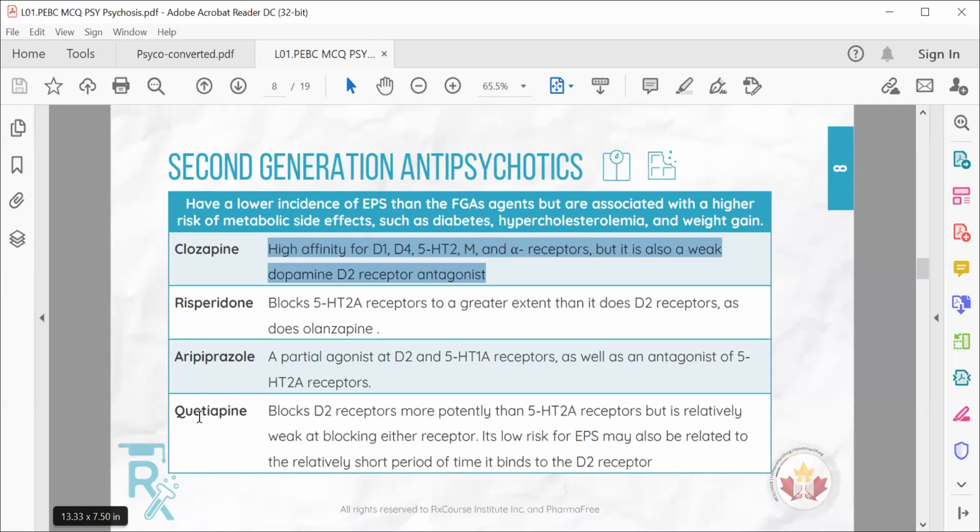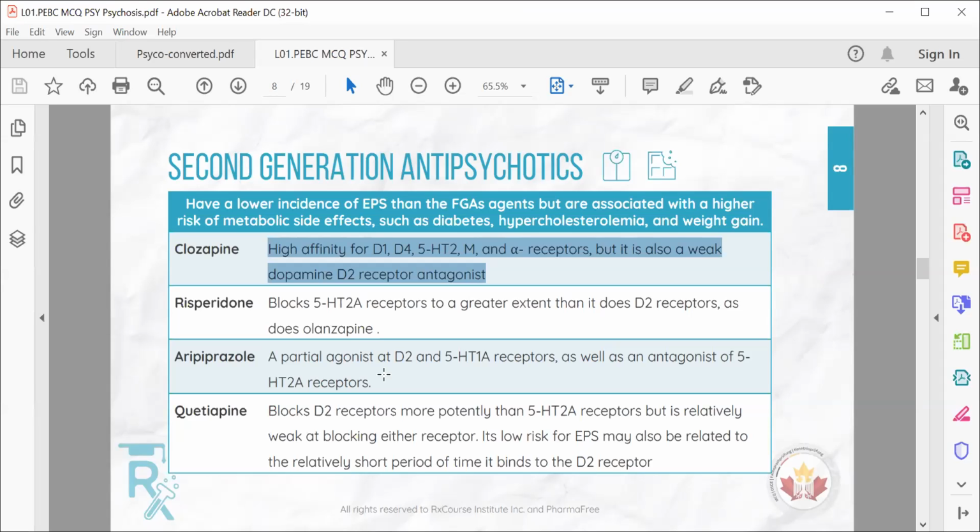Quetiapine has many uses. If you take bipolar disorder, you will find that it can be used. If you take depression, you find that it can be an added therapy for depression. And now it can be used for schizophrenia. So why does this happen with quetiapine? Why is quetiapine unique in this family? Because it acts on many receptors. It blocks the D2 receptor more potently than the 5-HT2A receptor, which means that it will be a potent antipsychotic.